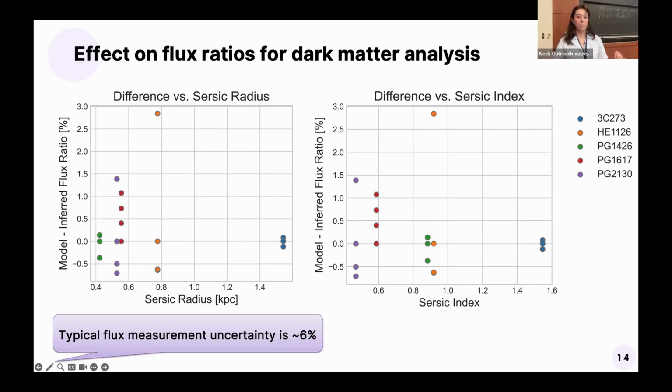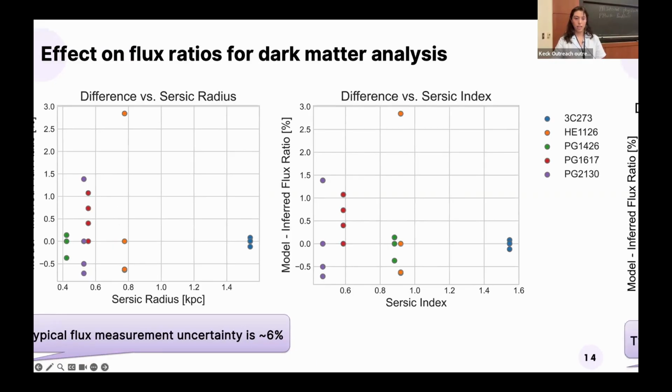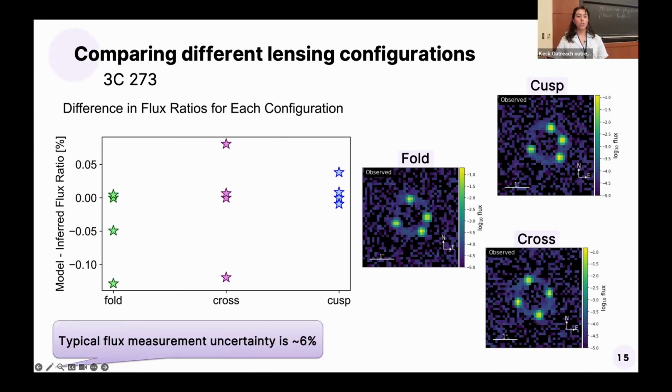And this is just plotting those five sources as a function of the Sérsic radius and the Sérsic index for those sources. What I'm starting to explore is how different lens configurations also affect this measurement. So here I have an example of the three different lensing configurations. For most of these, I've been working with the cross configuration, but I can also explore what it looks like for a cusp and a fold. And I can still see that I'm well within the typical uncertainty, which is really exciting.